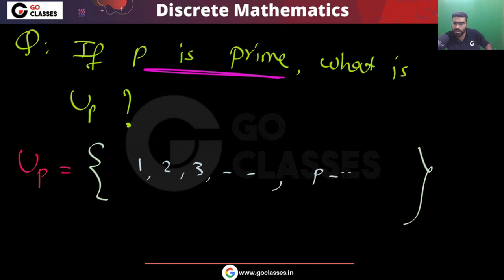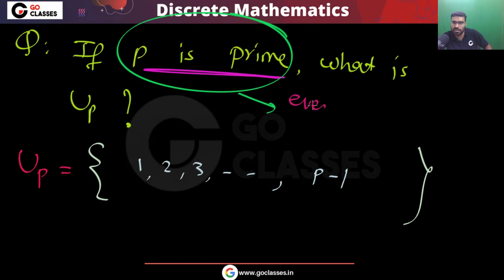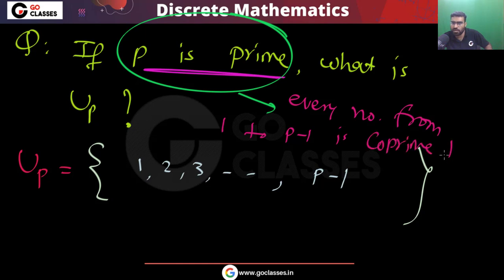Remember, P is a prime number, so every number from 1 to P minus 1 is relatively prime to P. I can simply say that every number from 1 to P minus 1 is co-prime to P. So that is the reason your UP will be 1 to P minus 1: 1, 2, 3, 4 and so on, P minus 1. This will be the UP.